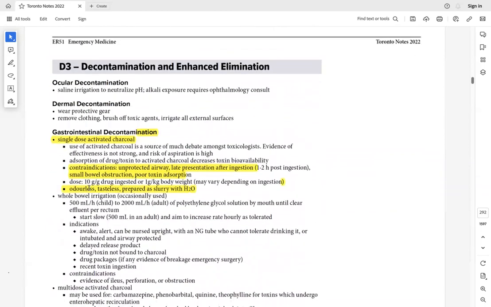and that's it. That's the end of the emergency medicine.